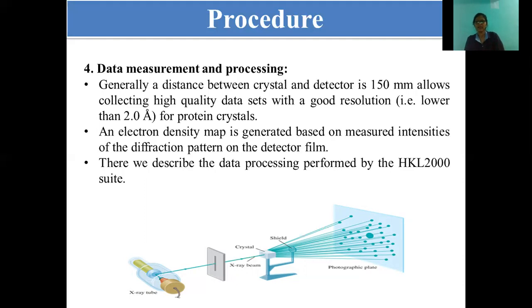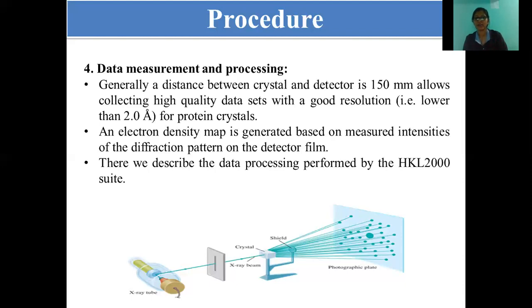From the detector film, the data is generated, and the electron density map is generated with the help of various software, and those electron density maps are used to identify the molecular structure of the protein. Generally, the HKL-2000 suite is used to process this raw data and to obtain a higher resolution 3D model of the protein. So this is all about X-ray crystallography.